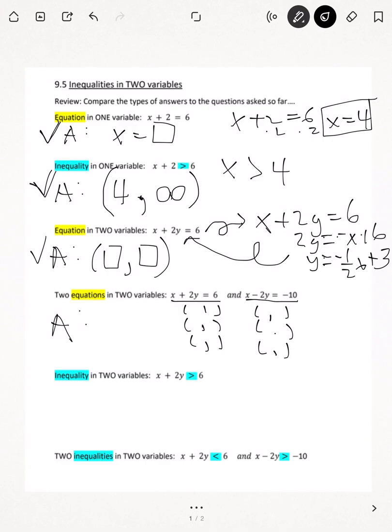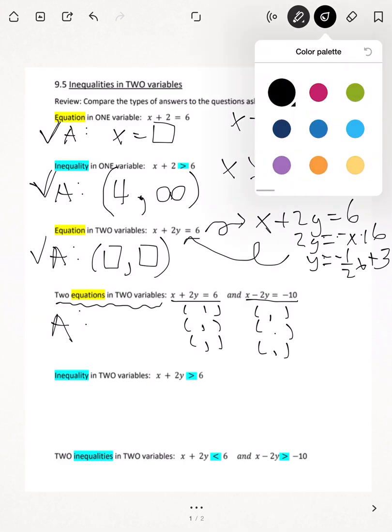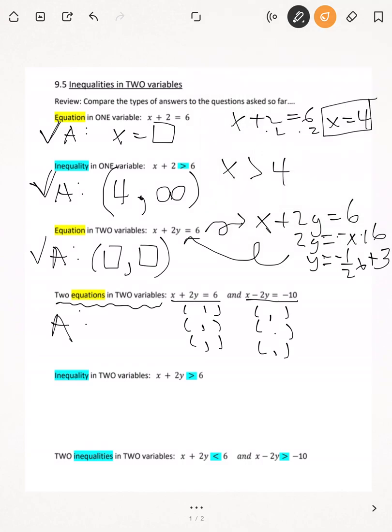When we're trying to solve two equations in two variables, what we're doing is we're trying to find the ordered pair that exists on this line and on this line. We had three ways to figure out how to find that ordered pair. The first was to graph, and we would find the intersection, and then we would write the one ordered pair.